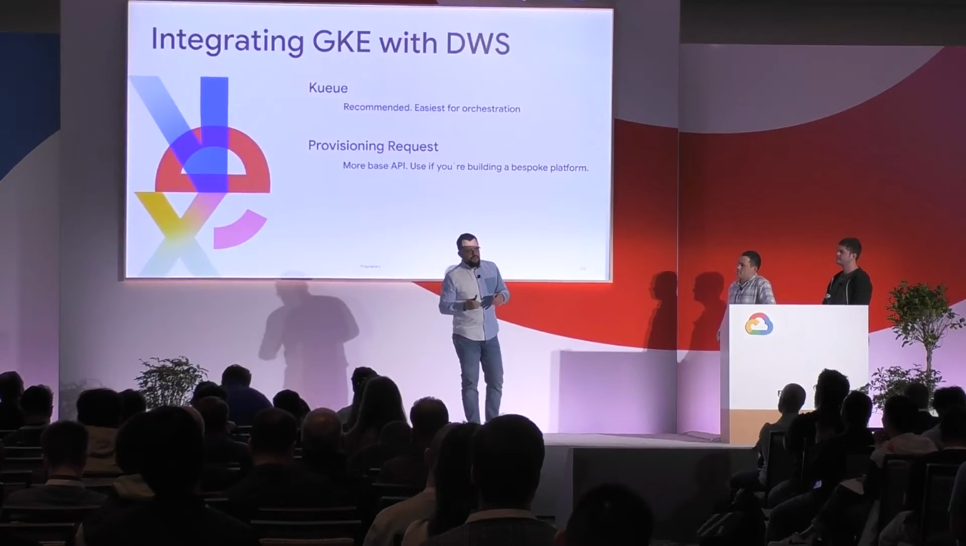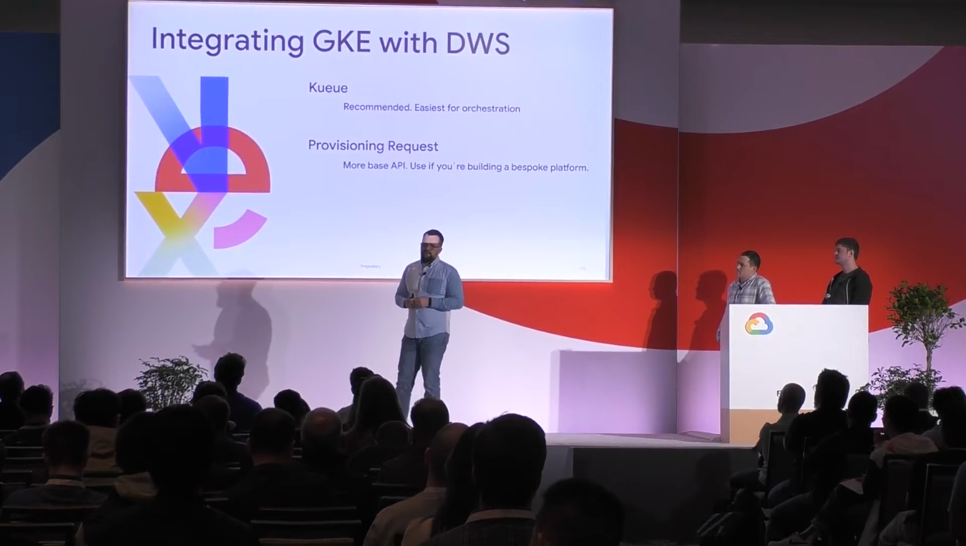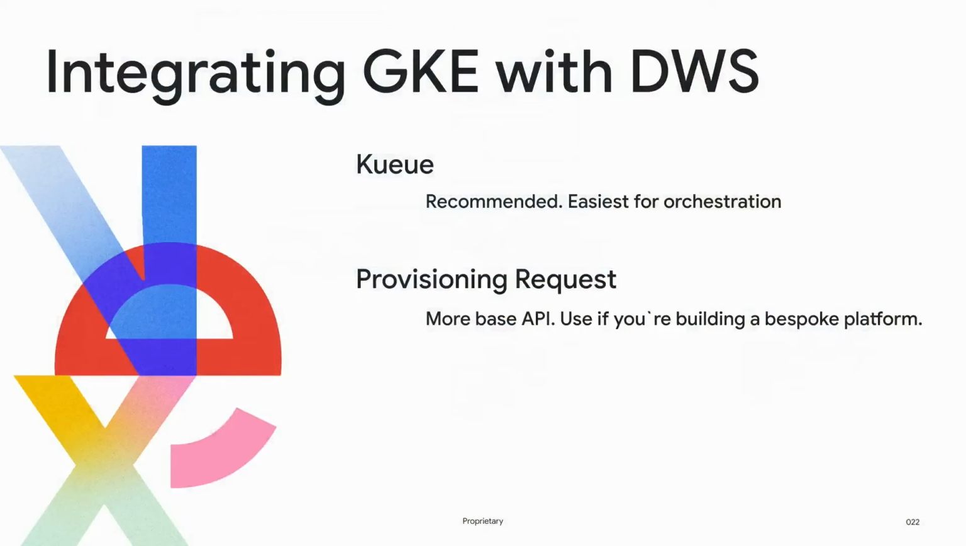So in Kubernetes, in Google Kubernetes Engine, we recommend 2 API surfaces that you should use to leverage the Dynamic Workload Scheduler. The one that probably will fit the needs of most of you is Kueue with a K. That's an open source job scheduler built for Kubernetes that orchestrates the entire interaction with the Dynamic Workload Scheduler.